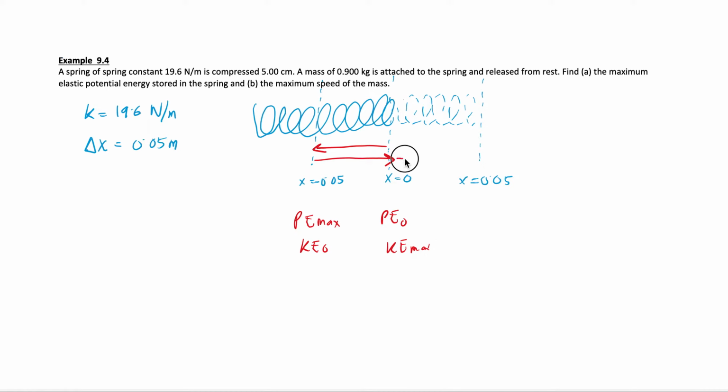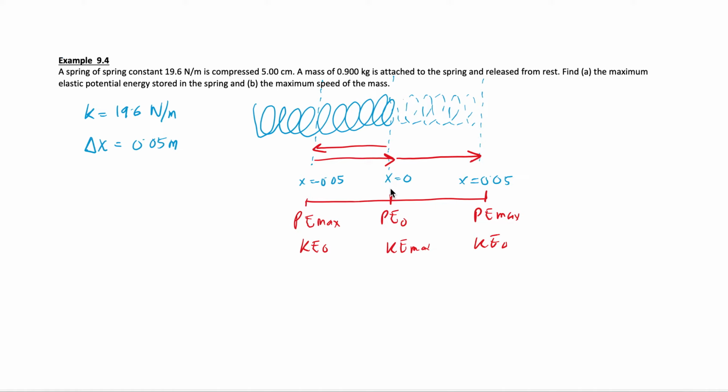And then my spring obviously wants to travel to the other side as well. So my PE becomes maximum again, and my KE becomes 0 again. Because when it reaches the maximum displacement from the equilibrium, it instantaneously stops, which means that your KE at that point is 0. Okay, so this is what happens at these displacements.